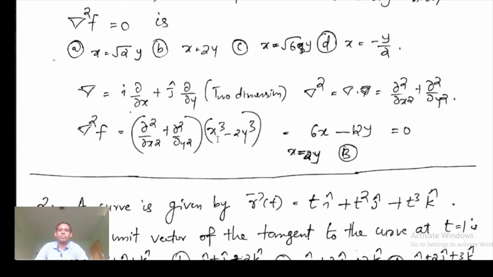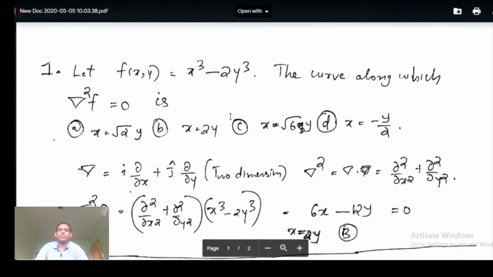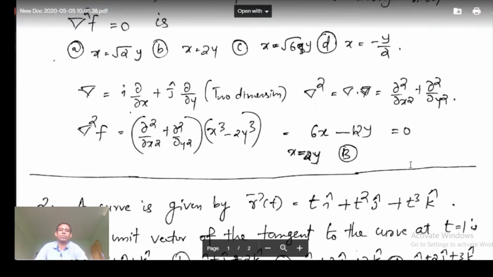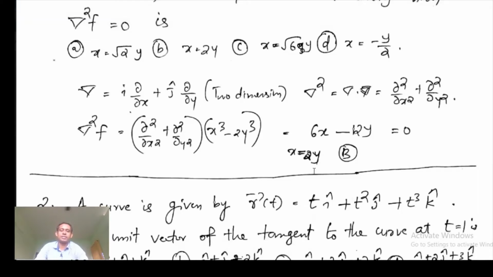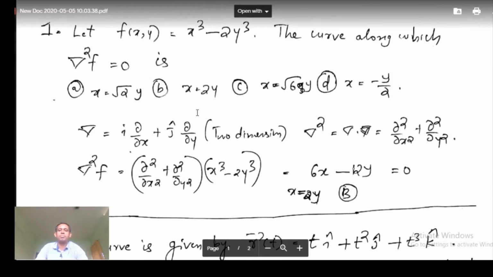So we have to partially differentiate with respect to x 2 times and with respect to y 2 times. As we differentiate this with respect to x 2 times, we will have 6x, and here we will have 12y, and del square f equal to 0, so this is equal to 0. So from this we will get x equal to 2y. So in this, option B is the correct answer.